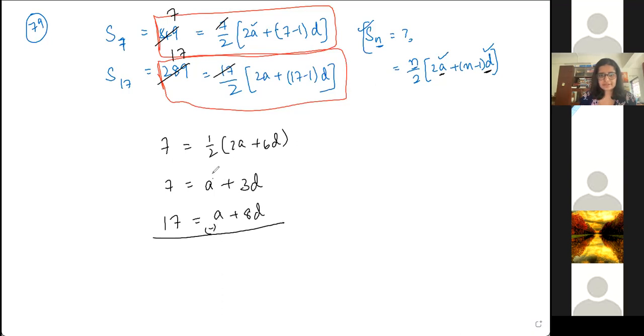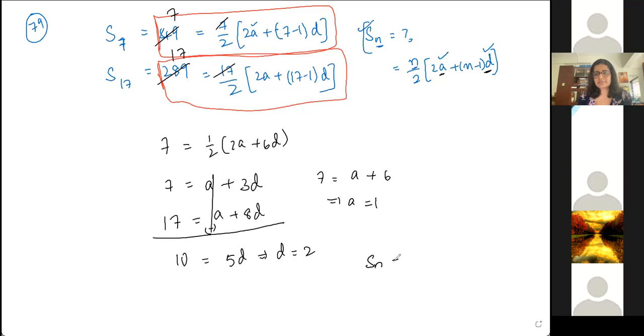So to solve, subtract it. This will get eliminated. So 17 minus 7, 10 equal to 5d, which means d equal to 2. Yes, Anirban, Tanushri, correct. Mansi also got it. So the value of d is found. So 7 equal to a plus 3 2s are 6, which means a equal to 1. Now Sn will be equal to n by 2 into 2 plus n minus 1 into 2. To solve this, you should get the final answer as n square.